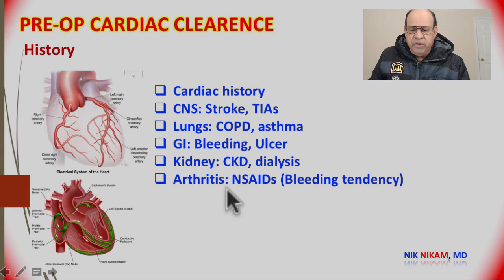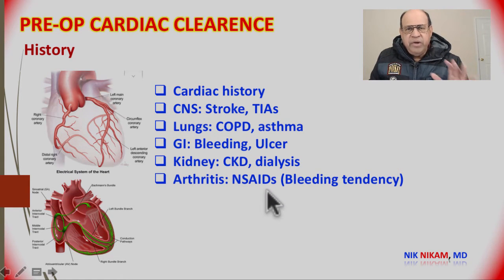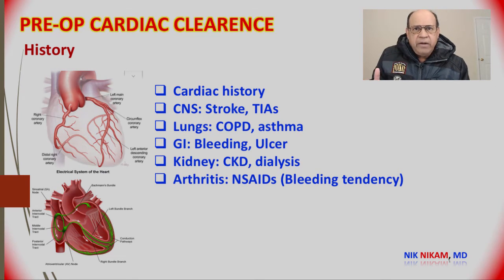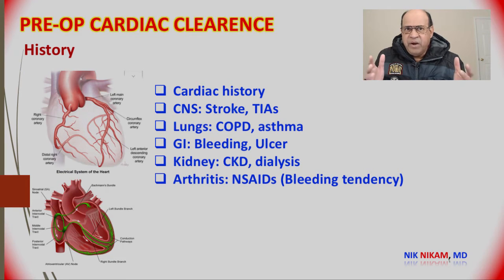Does this patient have arthritis? And maybe this patient is going for hip surgery. So maybe he or she is on non-steroidal anti-inflammatory drugs, which can make bleeding worse because our cardiovascular patients are already on aspirin, Plavix, and sometimes Coumadin. So if you add a non-steroidal anti-inflammatory agent on top of triple anticoagulant, antiplatelet combination, we got a problem. Houston, we got a problem.